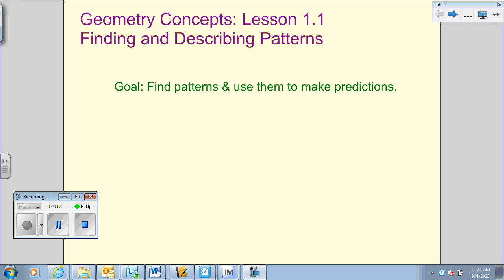To your first Geometry Concepts Flipped video. This is lesson 1-1 in Geometry Concepts, and we're going to be finding and describing patterns. So your goal for today is to find patterns and use them to make predictions.